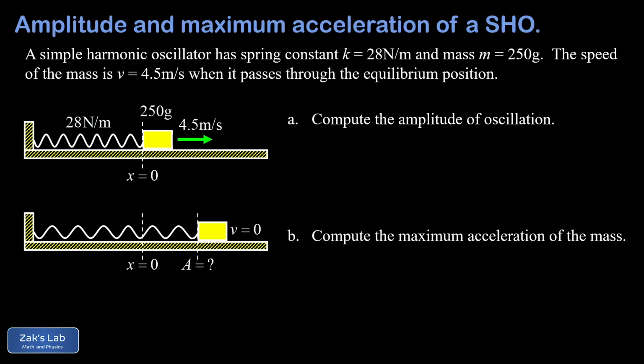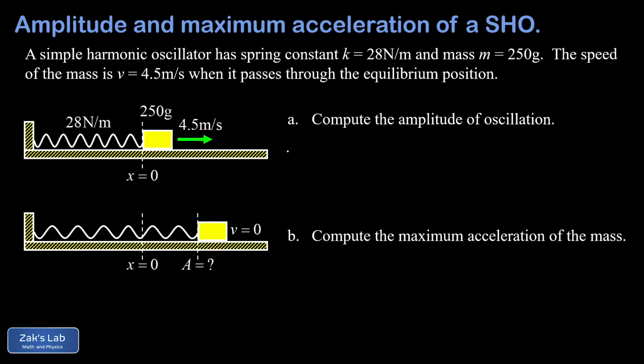In this problem, we're given the spring constant and mass for a simple harmonic oscillator, and we're looking at this initial state where the mass is passing through the equilibrium position with a known speed of 4.5 meters per second. And we're asked two questions about this. First, we want to find the amplitude of the oscillations, and then second, we want to compute the maximum acceleration of this mass. So finding the amplitude is an energy conservation problem.